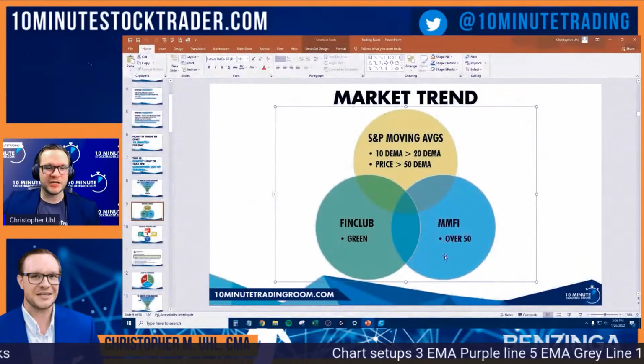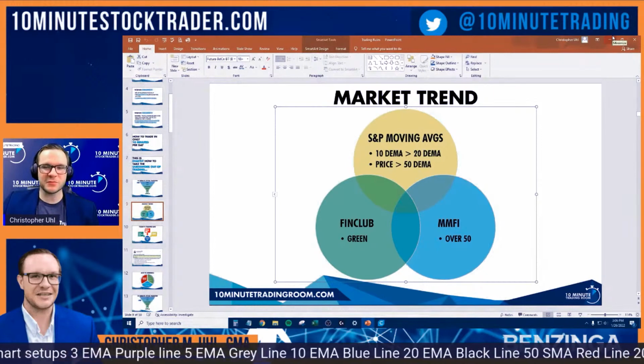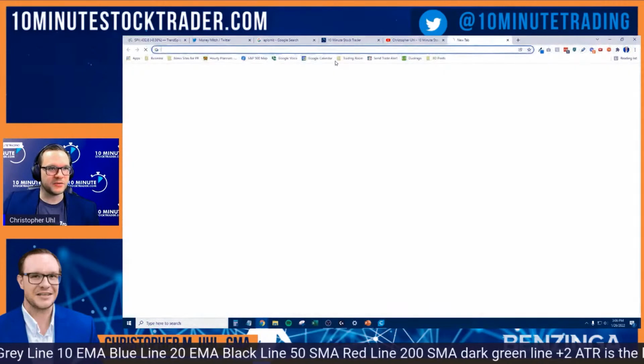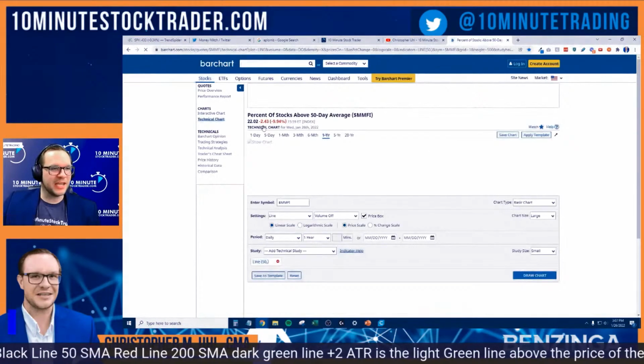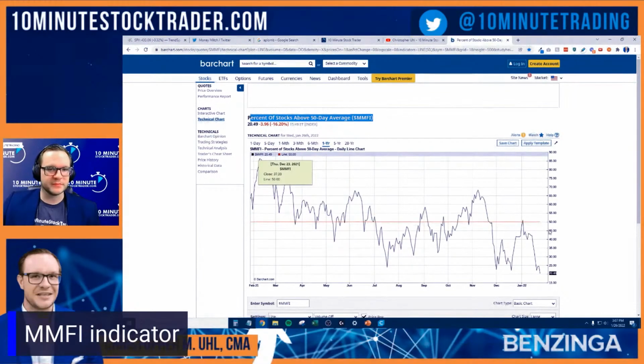Now, additionally, let's look at the market breadth. Okay, this is one of those things that once you understand and see the difference the market breadth makes, your whole game changes. 2 seconds here. It looks like I've closed my market breadth. The way to look at that is with the MMFI indicator. You can just Google this and find it.